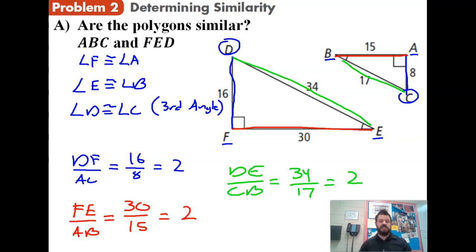So that's what we mean when we say the sides are proportional. All their ratios reduce down to the same amount. So for this one, I've got all angles congruent, all sides proportional. So I'm able to say, yes, the polygons are similar.